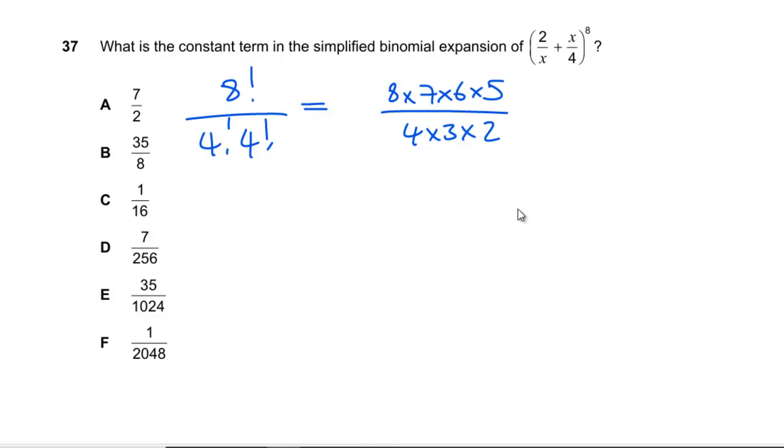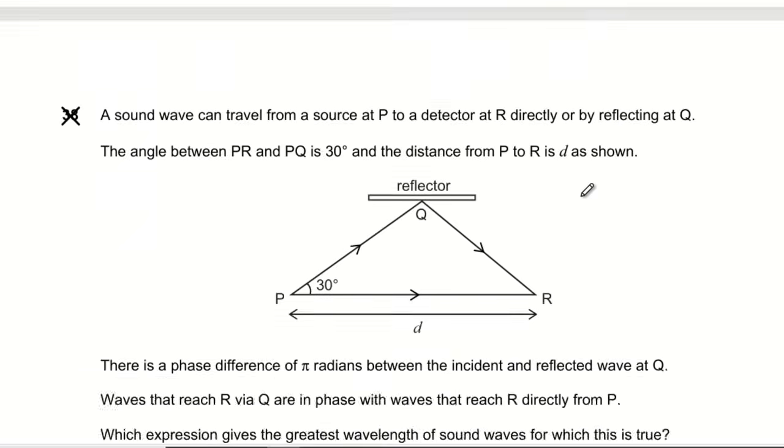So I can get rid of that and that and that, and then that and that, and make that a 2, so that's 70. And then I'm going to have 4 2s and 4 4s, so I'm going to divide that by 2 to the 4. So 70 over 16. So B, 35 over 8. Okay, that's quite a quick one.